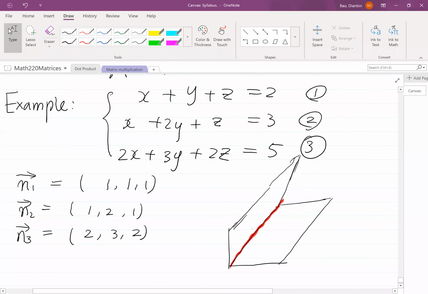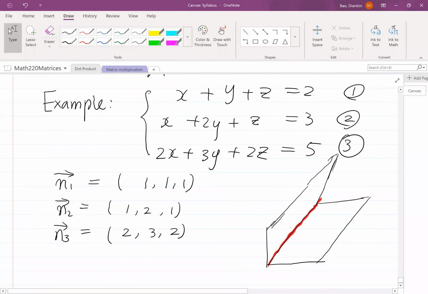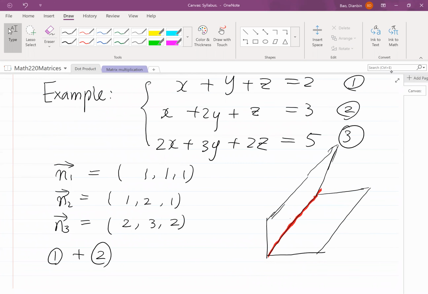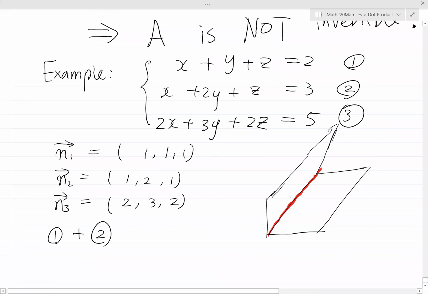Now you see, suppose we have a solution: equation 1 plus equation 2. What do we get? Equation 1 plus equation 3, what do you get?